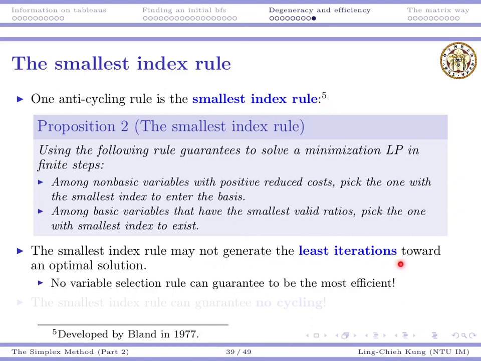Certainly, it does not guarantee the least number of iterations to the optimal solution, but in fact, no variable selection rule can guarantee to be the most efficient. If you can find one, that will be a huge improvement in this field, and that will be a very good contribution to society. Many people believe that's not possible. So, conclusion: the simplex method with the smallest index rule guarantees no cycling. It does not guarantee the most efficient, but it guarantees a definite conclusion.